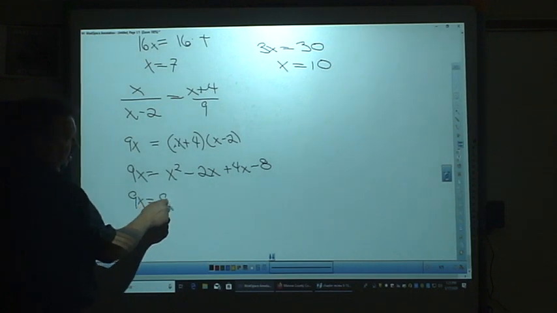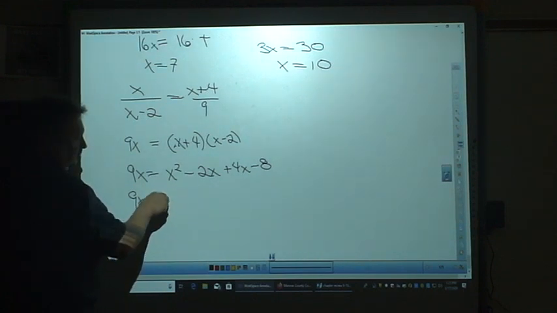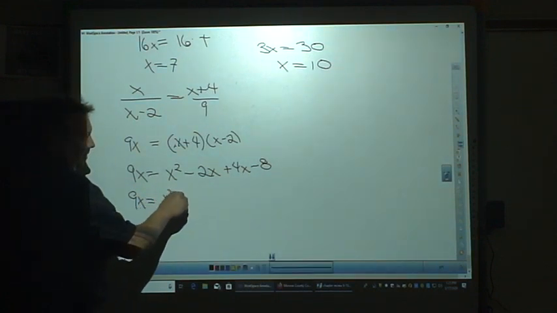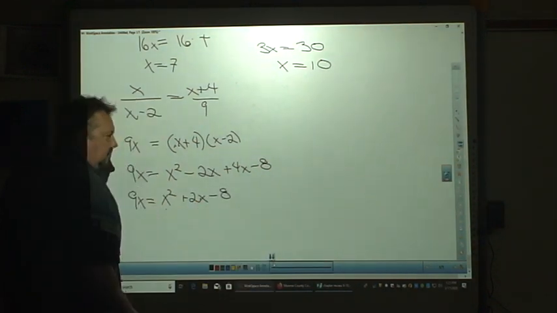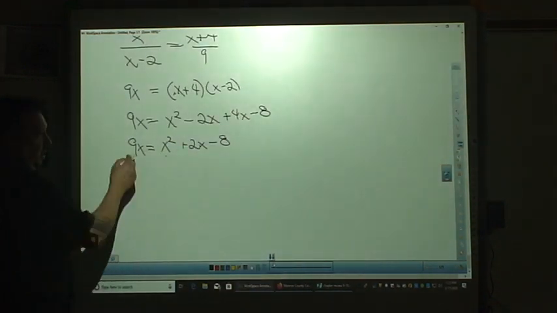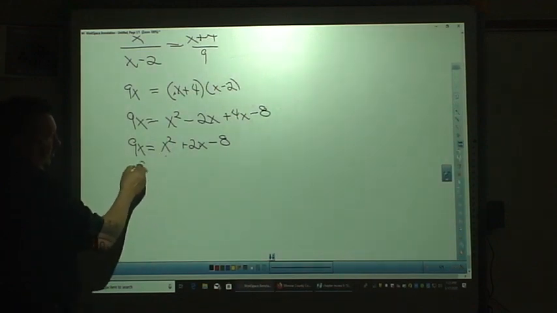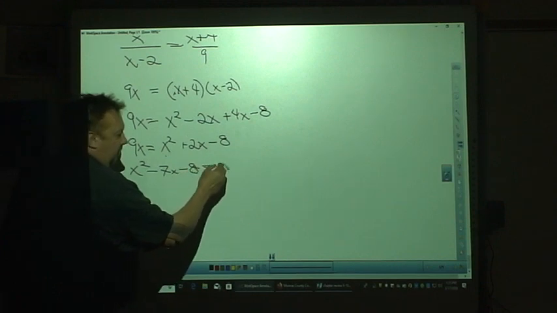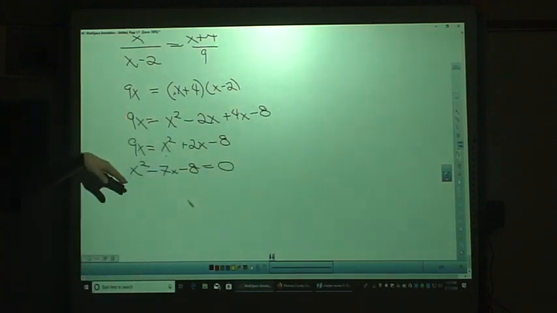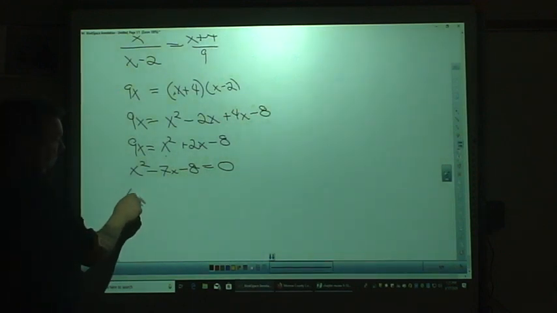9x equals x squared plus 2x minus 8. Take away the 9x, we get x squared minus 7x minus 8 equals 0. When you have a quadratic, you want to set it up so that everything ends up being equal to 0. And then from this point, we have to factor it.